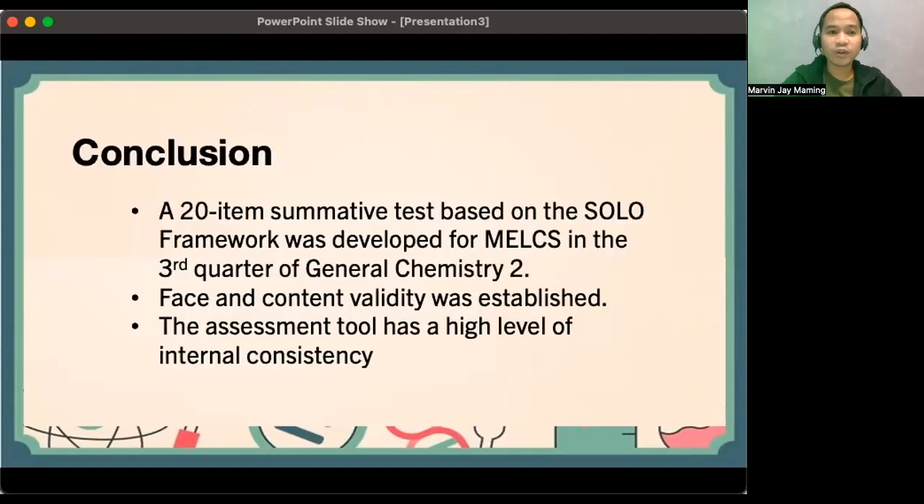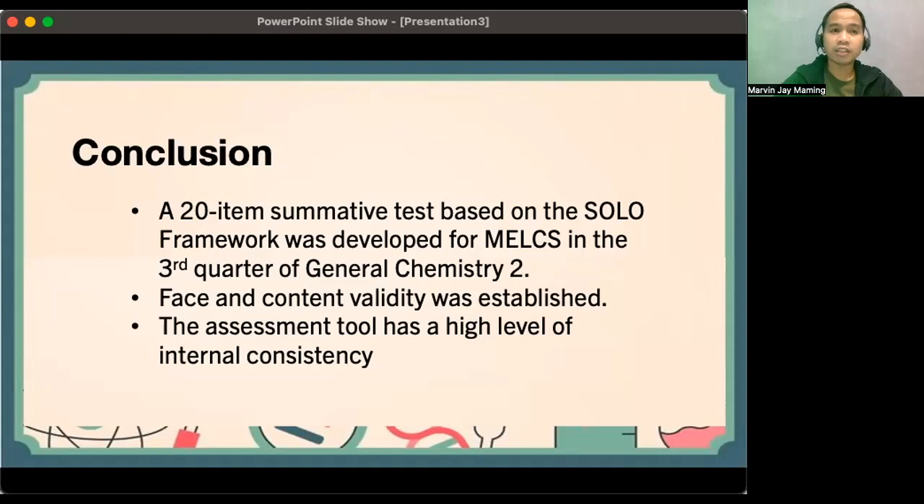And so for the conclusion, we, the researchers, were able to develop a 20-item summative test based on the SOLO framework. And it was developed for the MELCs for the third quarter of General Chemistry 2. The General Chemistry 2 is a subject taken by STEM students during the second semester. The said assessment was successful in terms of establishing its phase and content validity.